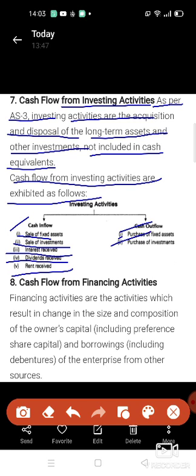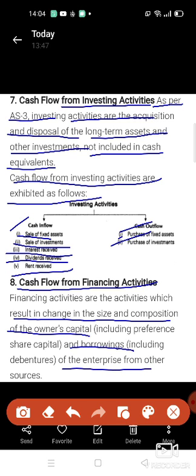Last activity, cash flow from financing activities, which results in change in size and composition of the owner's capital and borrowing of the enterprise from other sources.